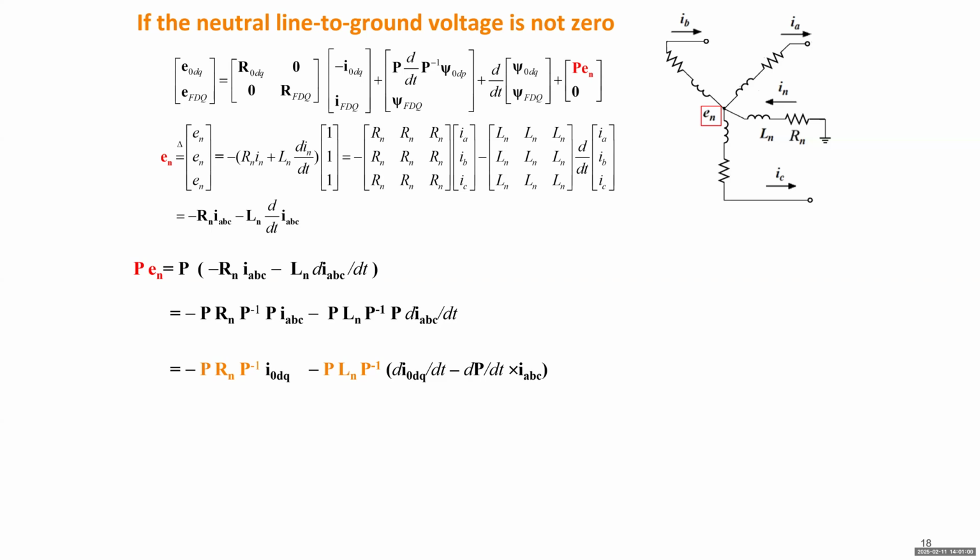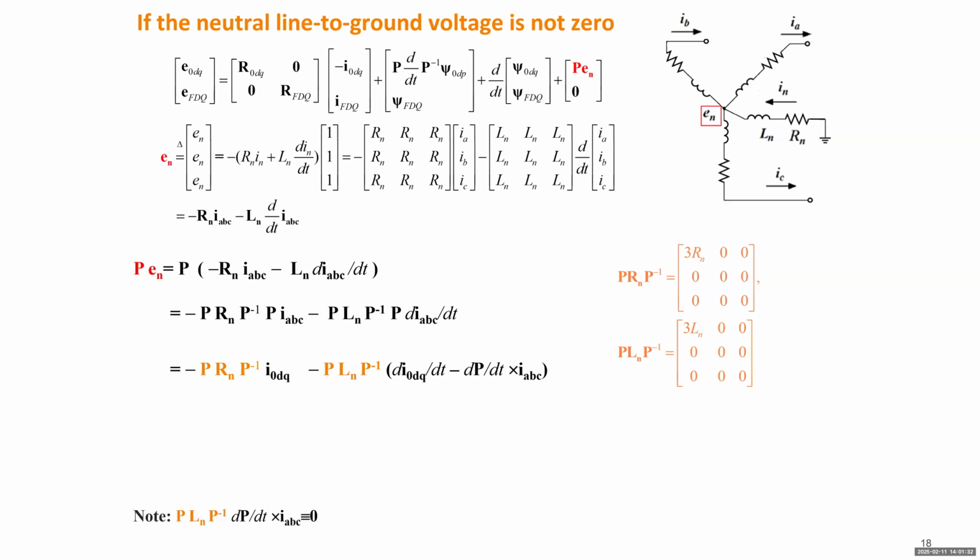By changing the current from ABC to 0DQ, this matrix represents the transformed neutral resistance and the transformed neutral inductance. You just calculate what it is. In the first transform, the resistance matrix only has a non-zero element in the first position, and the inductance matrix only has one non-zero element.